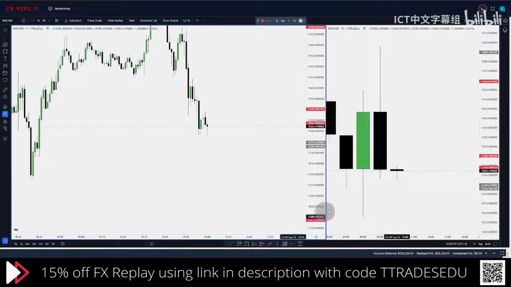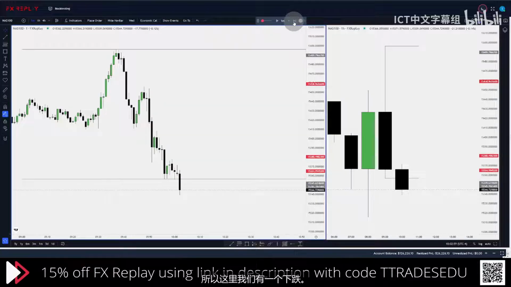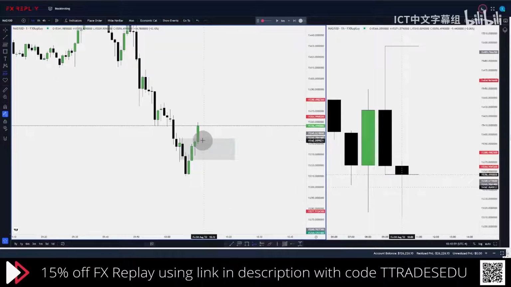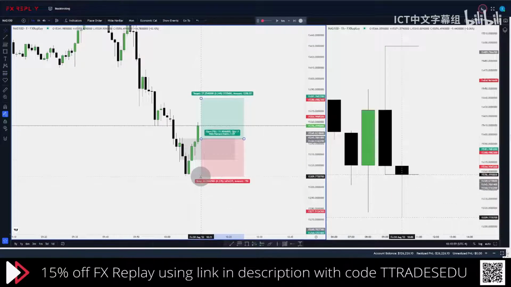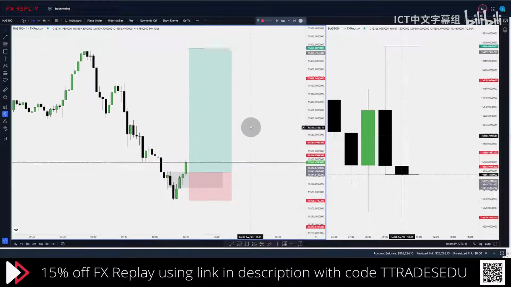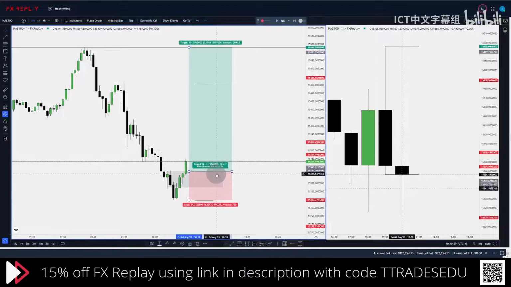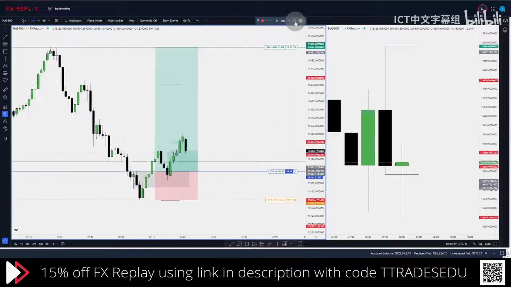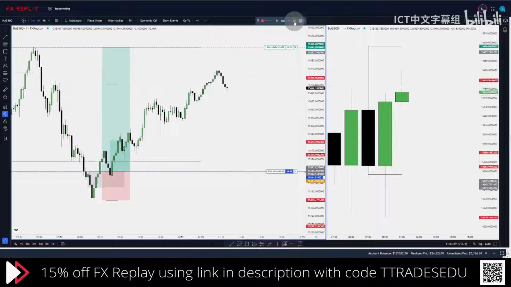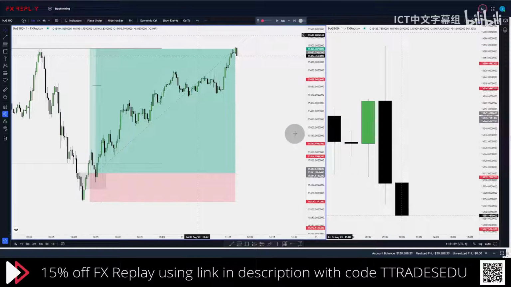So here we are on the 4th. Let's mark out our low and our high and let it play out. So here we have a sweep down. All right, we'll give this a try. This breaker, stop there. Target here. My 3R break even point right there. And let's give this a go. There's 3R, move my stop to break even. So let's go to the next AM session.